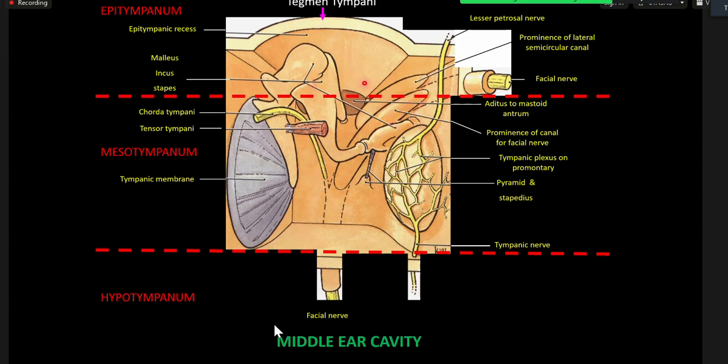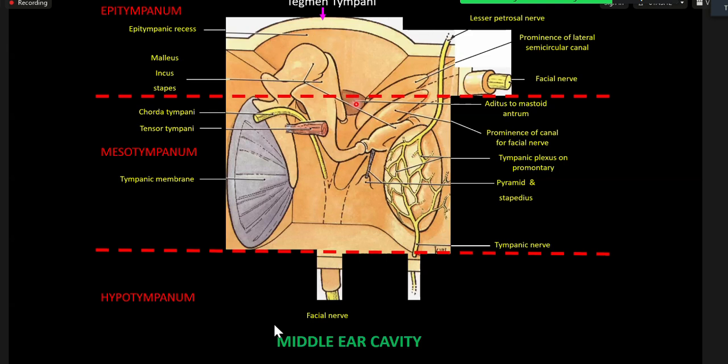Now, before we go posteriorly, we go superiorly. This portion superior to that is the attic or the epitympanum, where the head of malleus and the incus are. And this bone is the tegmen tympani, which is in between the middle ear and the brain. Now, posteriorly, there is an opening here, which is known as aditus ad antrum, because on the other side is the mastoid antrum, and then the mastoid air cells.